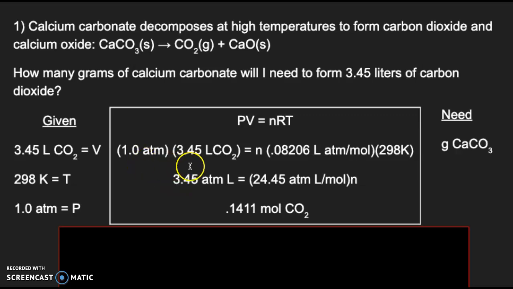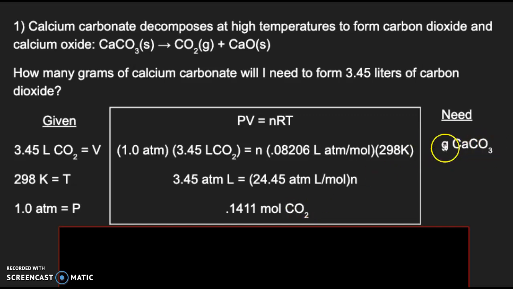So here is the stepped out ideal gas law calculation. I plugged in my P, my V, my R, and my T. Then I simplified there, did my multiplication. I did my multiplication here. That allowed some of my units to cancel. And that got me to 0.1411 moles of carbon dioxide.